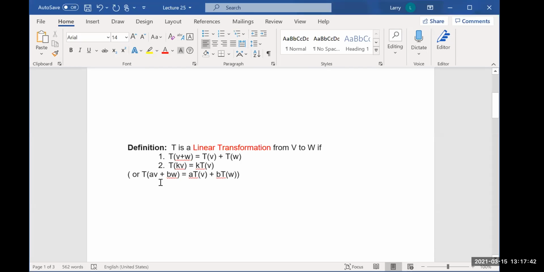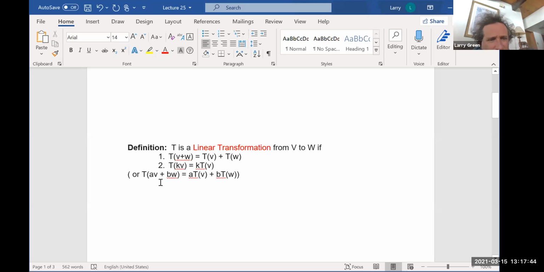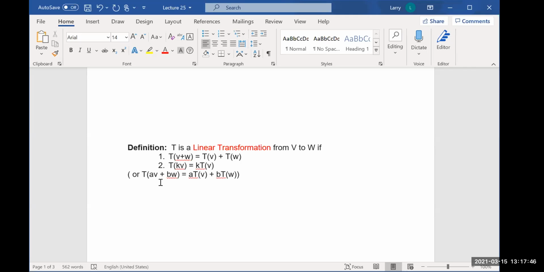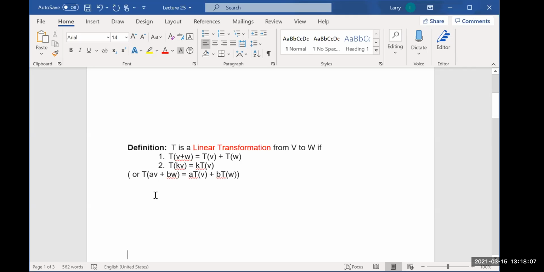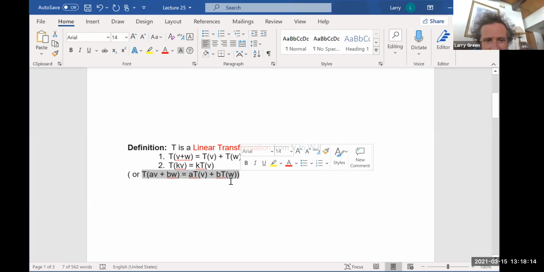Multiply by 1 over A. Not quite. Yeah, that'll just be messy if we did that. Then you get 1 over A T of AV plus T of BW equals T of V plus B over A T of W. I don't think that would help. It's a nice, easy thing. No, it's easier than you're making it.